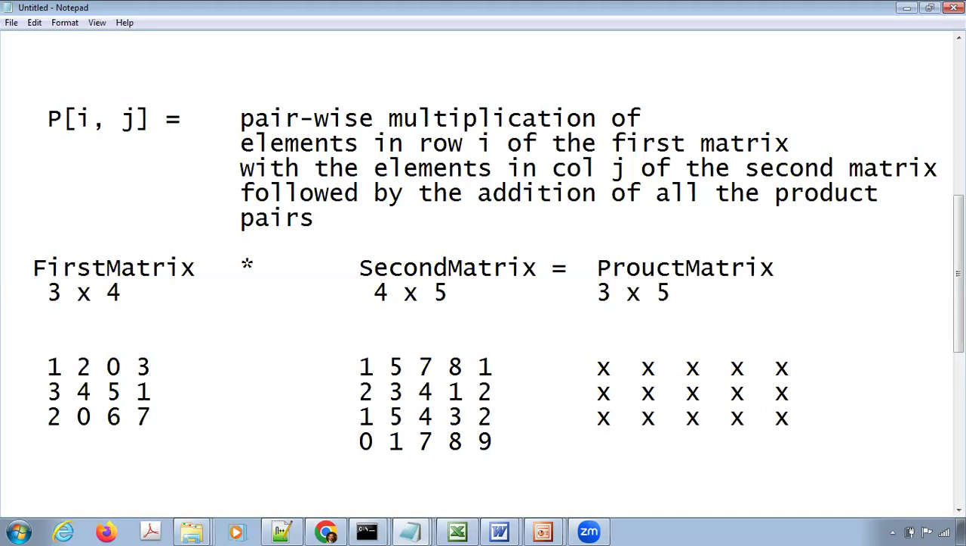So that will be the product matrix. We could determine any individual cell of this product matrix in parallel. In parallel means we could determine the value of any individual cell in the product matrix independent of the process of determining the value of any other individual cell in the product matrix.